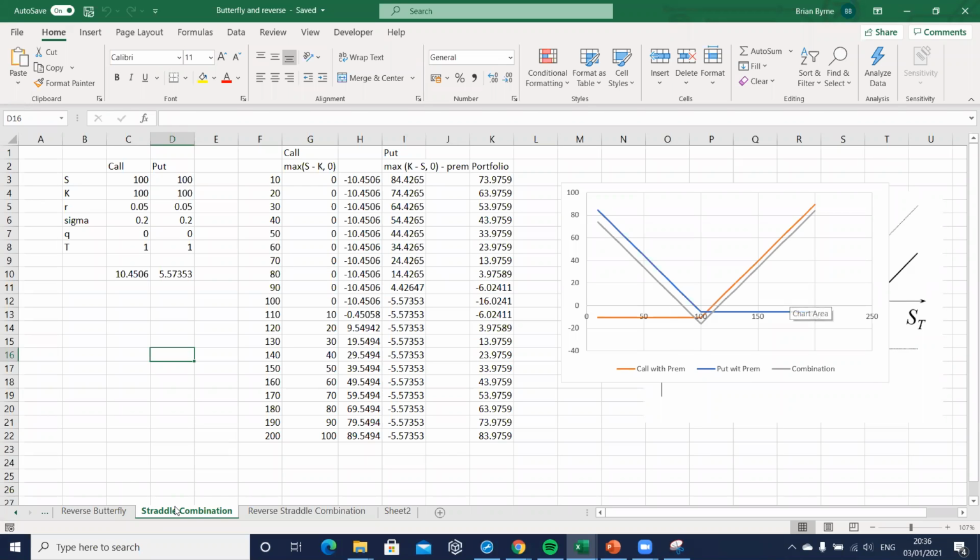Okay, so in this video, we're going to take a straddle combination and convert it into a strip, basically by including an extra put. A straddle combination is a combination of a long call and a long put, and then we have this gray here, which is the combination of both. In this instance, we just want to put an extra put option into this combination strategy.